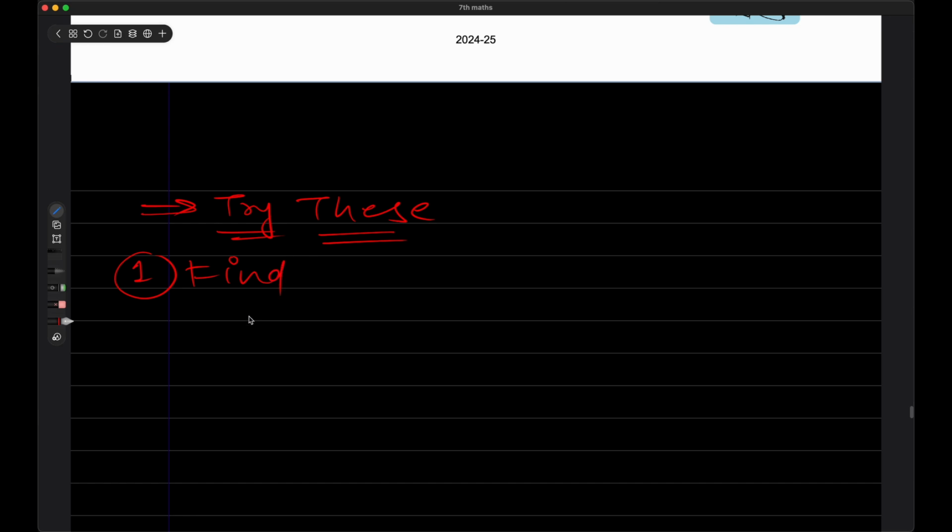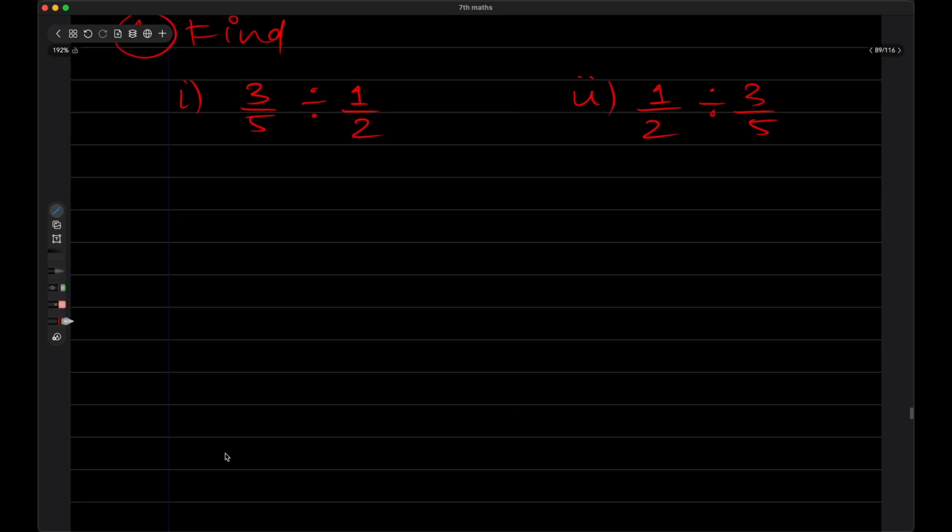We have to find, first, 3 by 5 divided by 1 by 2. Then second, 1 by 2 divided by 3 by 5. Then third, 2 whole 1 by 2 divided by 3 by 5. And fourth, 5 whole 1 by 6 divided by 9 by 2.